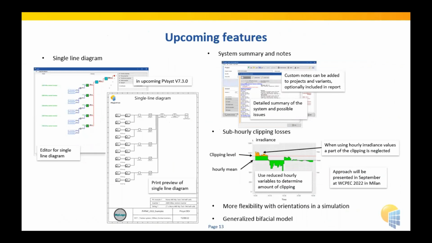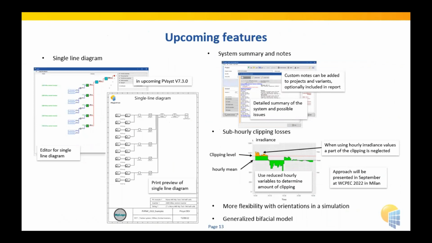in this trend of allowing the simulation of more complex systems, also give more flexibility with orientations in the simulation. So right now you can have 8 different orientations in a simulation. We'll drop that limitation, and we'll even allow mixing systems, like a tracking system with a fixed tilt system. You can, in principle, then put them in the same simulation. So it's a generalization of the approach, which allows you to be completely flexible in terms of the orientations of your PV system. And then we are also working on a more generalized bifacial model.